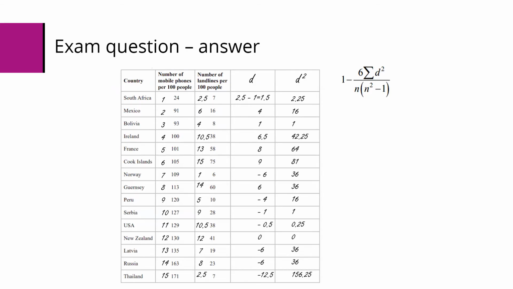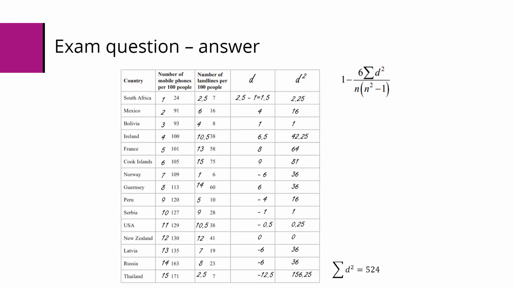It's 1 minus 6 times the sum of the d squareds divided by n times in brackets n squared minus 1. So let's deal with the d squared. The sum of the d squareds means add up that column. And in this particular case, that comes out as 524.